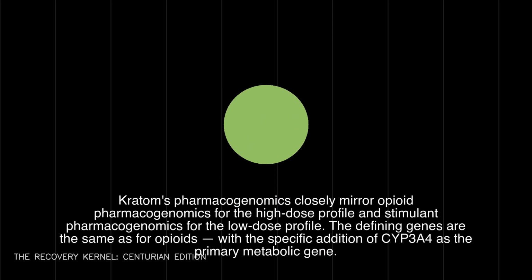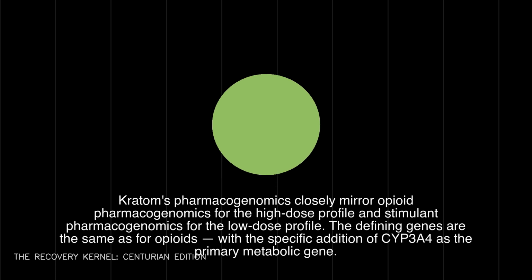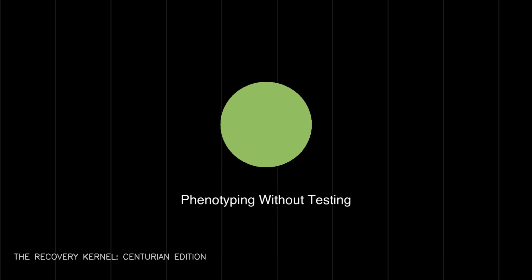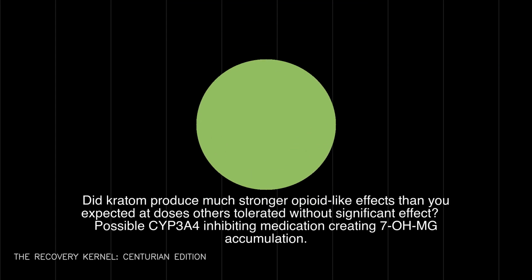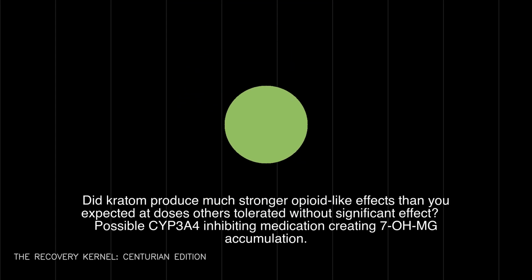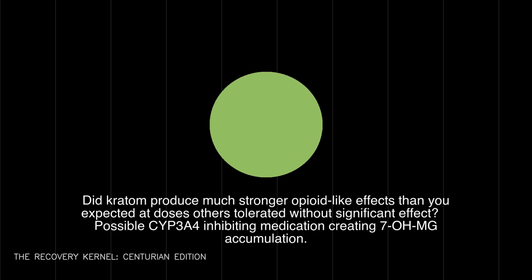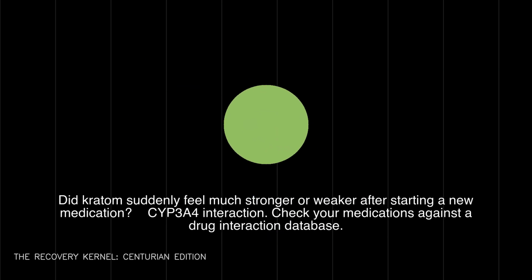Phenotyping without testing. Did kratom produce much stronger opioid-like effects than you expected at doses others tolerated without significant effect? Possible CYP3A4 inhibiting medication creating 7-OH-MG accumulation. Did kratom suddenly feel much stronger or weaker after starting a new medication? CYP3A4 interaction. Check your medications against a drug interaction database.